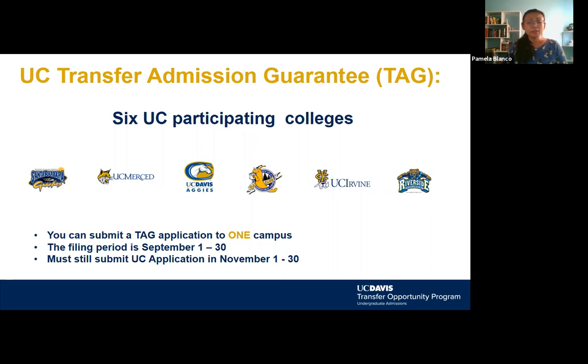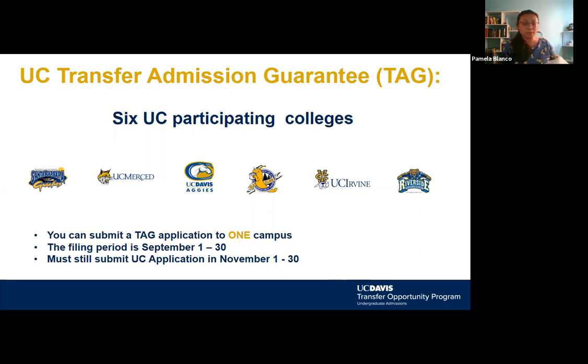The filing period is during the month of September. So it's always that September, one year before you actually plan to transfer to that UC. So this coming September is going to be the TAG application season for fall of 2021. Okay, so many of you are gearing for that at this time. So mark your calendars.